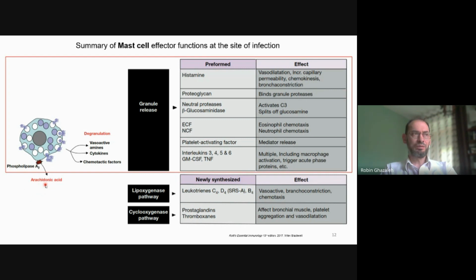I'll show you its structure in a moment. It is converted to other fatty acids. There are three pathways, and we are interested in two of the three pathways. The lipoxygenase pathway produces leukotrienes, which are vasoactive, meaning they affect the vascular system of blood vessels. This includes vasoconstriction and vasodilation, and more. So vasoactive is not only vasodilation and vasoconstriction, but also capillary permeability.